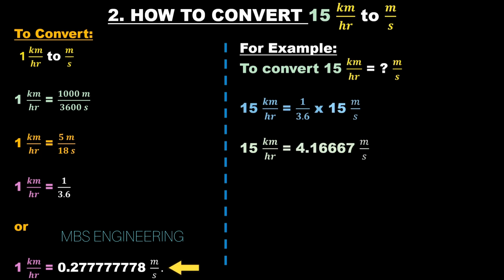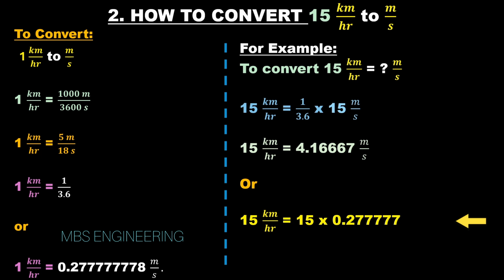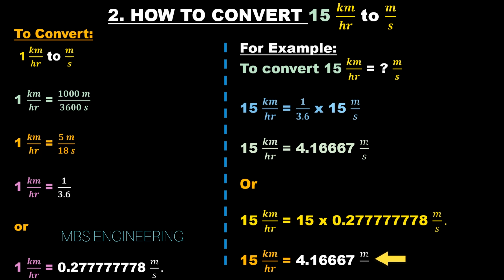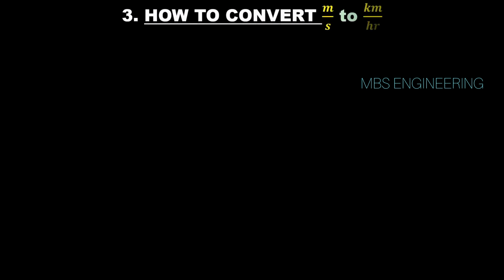Next, another way to calculate. Next, 1 kilometer per hour equals 0.277777778 meters per second. Next, 15 kilometers per hour is equal to 15 multiplied by 0.277777778. Next, 15 kilometers per hour is equal to 4.16667 meters per second. Next, we will learn and understand how to convert meters per second to kilometer per hour.